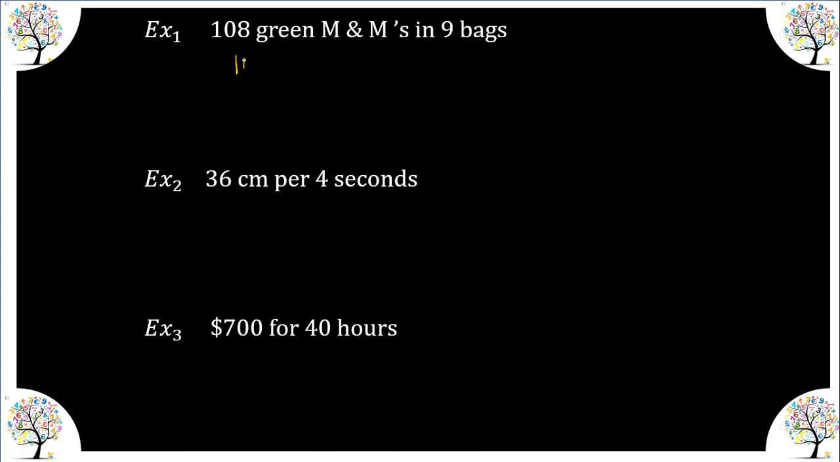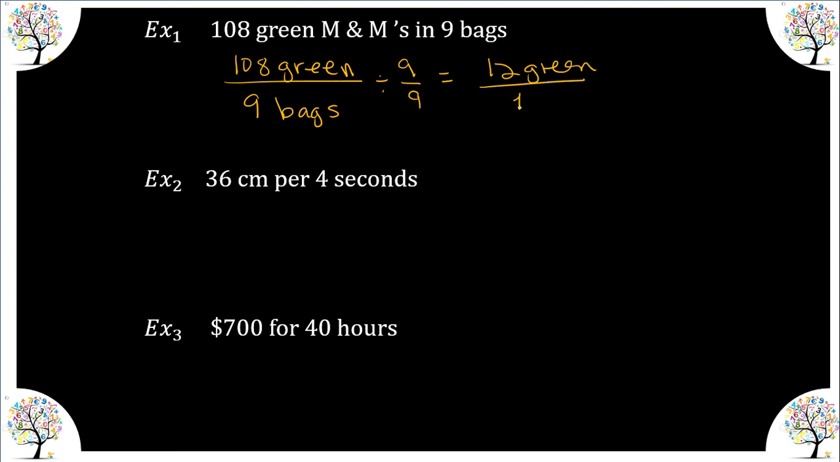So let's look at some examples. We have 108 green M&Ms in 9 bags. So that is a rate. Now to identify the unit rate, we will divide by 9, and we're going to get 12 green M&Ms per one bag. That's the unit rate.